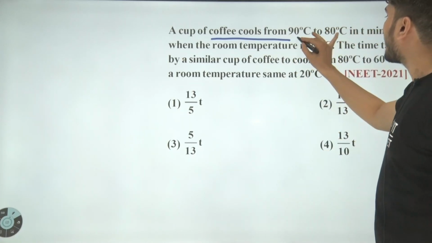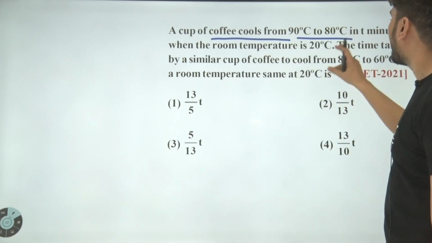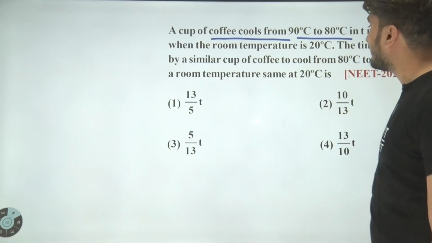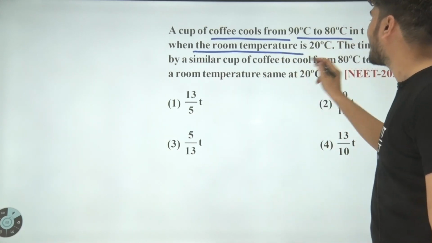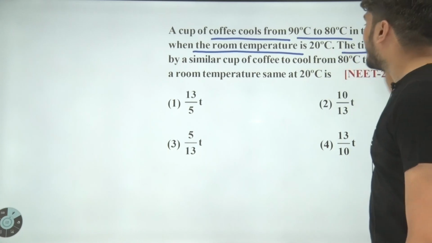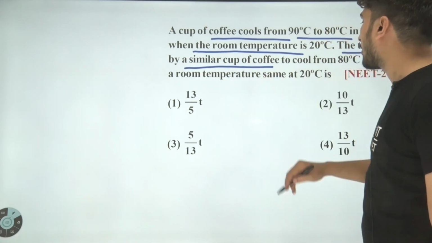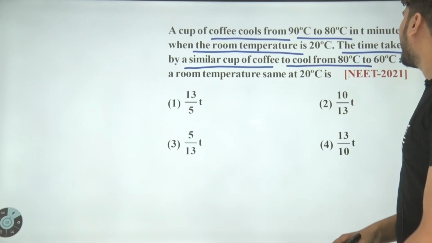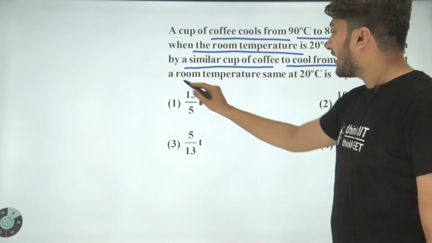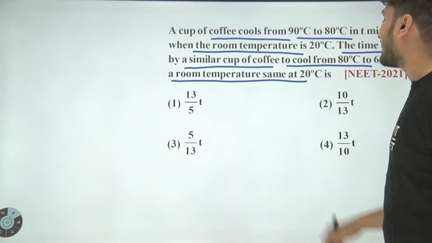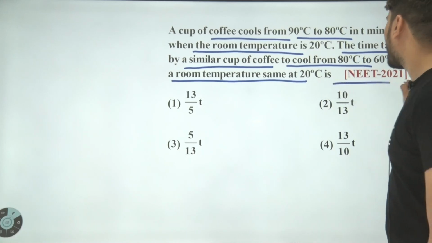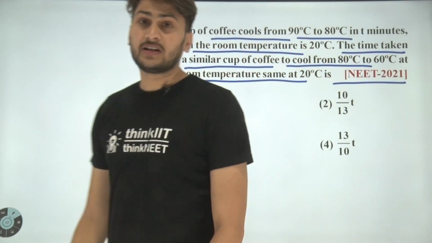Hello students, the question is asking: a cup of coffee cools from 90 degree centigrade to 80 degree centigrade in T minutes when the room temperature is 20 degree centigrade. Now the time taken by a similar cup of coffee to cool from 80 to 60 degree centigrade at the same room temperature of 20 degree centigrade is? And students, this question comes from NEET 2021.